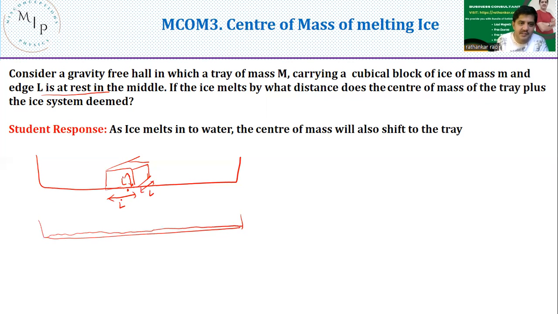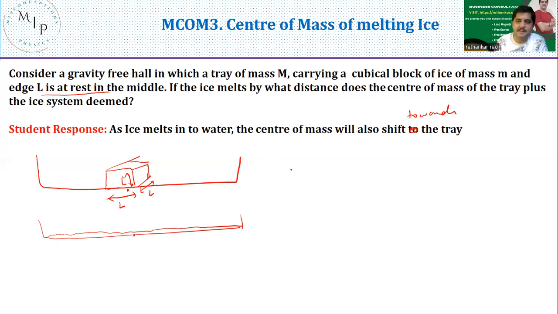Initially the center of mass of the tray would be at this point, and the center of mass of the ice would be at this point. Finally, these two are almost on the surface, so the center of mass would be at this point. So as ice melts into water, the center of mass will also shift towards the tray. This is one of the student responses that I got.